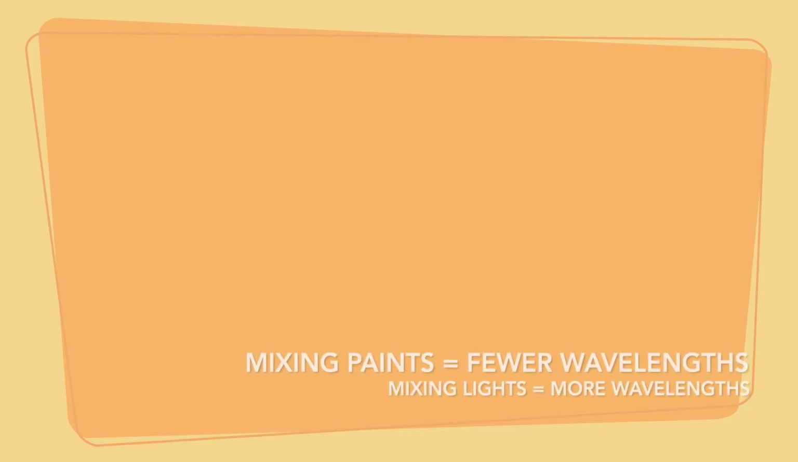Mixing paints causes fewer wavelengths to be reflected. Each paint subtracts wavelengths from the mixture, while mixing light causes more wavelengths to be reflected because each light adds wavelengths into the mixture.